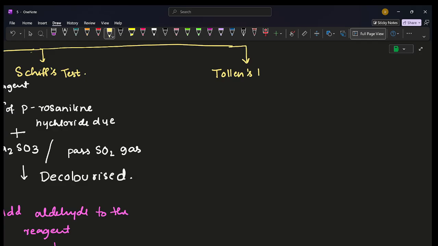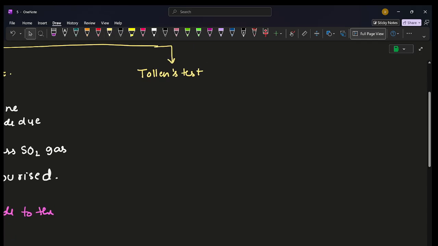Tollens' test. So again, you'll have to know what the reagent is, which is the most important. So in a freshly prepared 2% silver nitrate solution, a few drops of sodium hydroxide solution are added to obtain a dark brown precipitate of silver oxide. Further, ammonium hydroxide is added in a dropwise manner to dissolve the precipitate, and the obtained solution is termed Tollens' reagent.